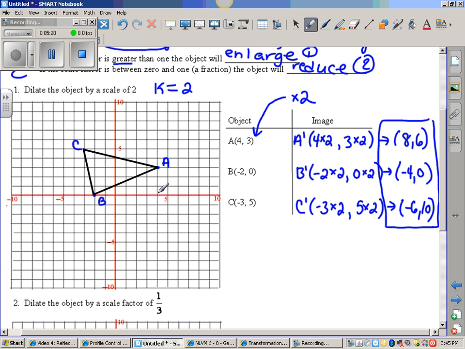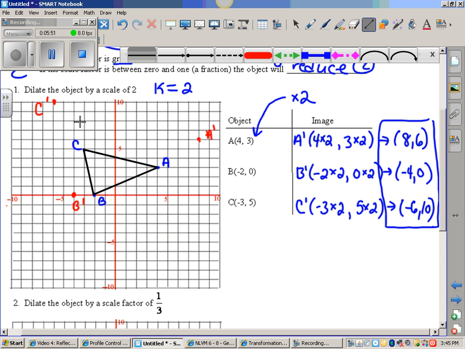Start at 0, 0. We're going to 8, 5, 6, 7, 8, and going up to 6. There's A prime. Already, we're getting bigger. Start at the origin. Walk to -4. Do not go up or down at all. There's B prime. And C prime, walk to -6, and then climb all the way up to 10. There's my C prime. Use your straight edge. Connect your vertices. And we have our triangle.